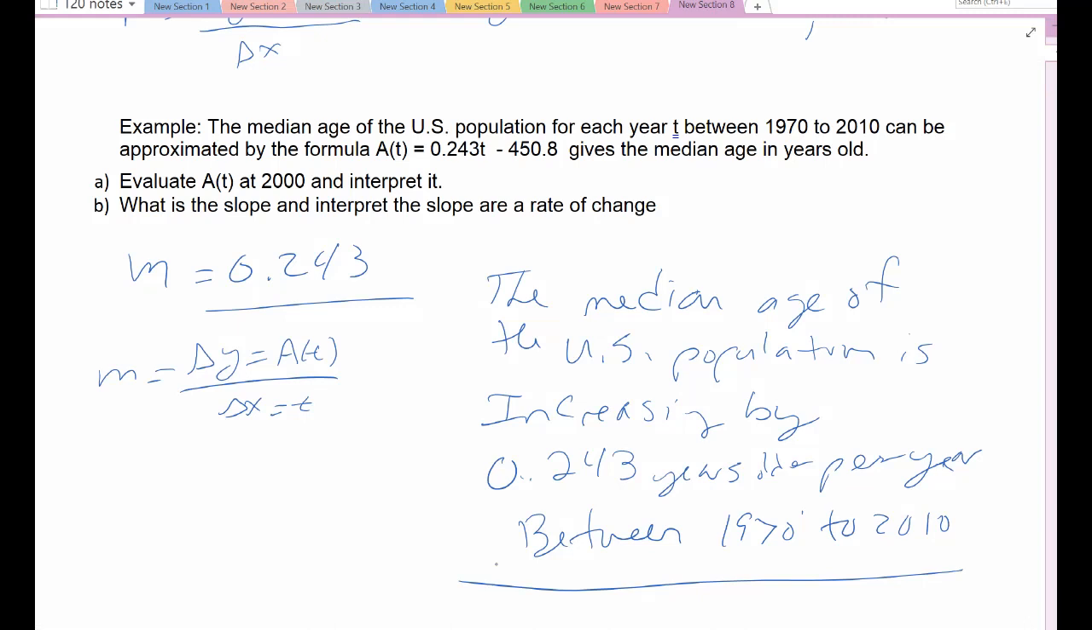Alright, we'll stop there. We'll pick up x and y intercepts in the next video. Alright, so interpreting slope, very, very important.